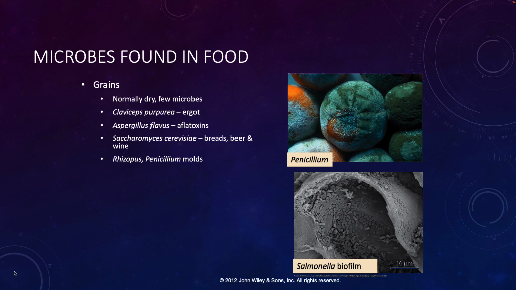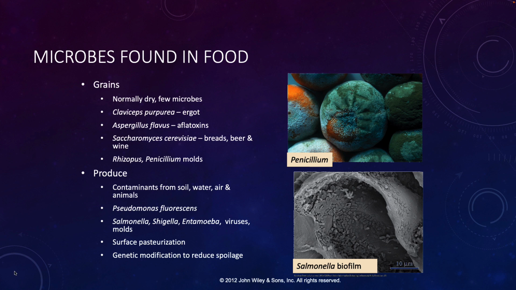Saccharomyces, I don't know if we'd call it a contaminant. We actually take advantage of it to prepare food, but it is another common organism associated with grains. It's responsible for making bread rise, for making beer and wine alcoholic, and for producing the carbonation that makes beer bubbly. Rhizopus and Penicillium and other molds are responsible for food spoilage. They're not necessarily going to make you sick because of toxin production, but they're going to make your food rot.